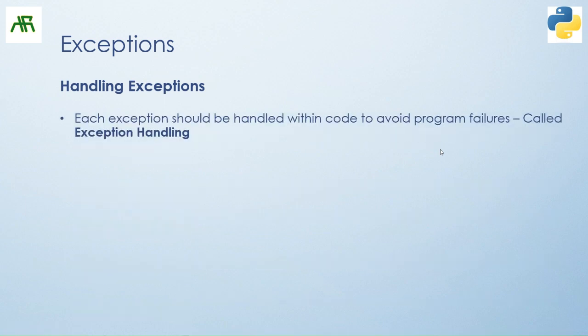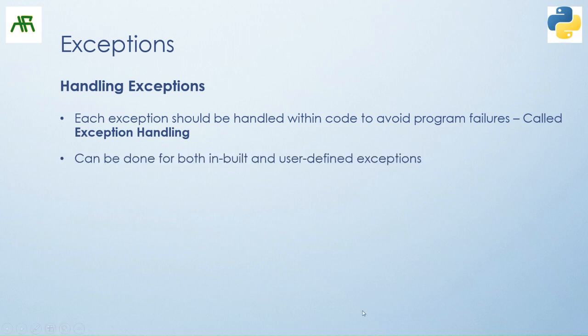Handling exceptions. Each exception should be handled within code to avoid program failures. We have to remember an error is caught, but it's not handled yet. I mean, by the system an error is caught and an exception is raised. How do we handle it? Unless we ask Python to do something about it, either stop there or do something else, say skip to a certain part of the program, unless it's coded, the program is still going to fail because there is an error happening.